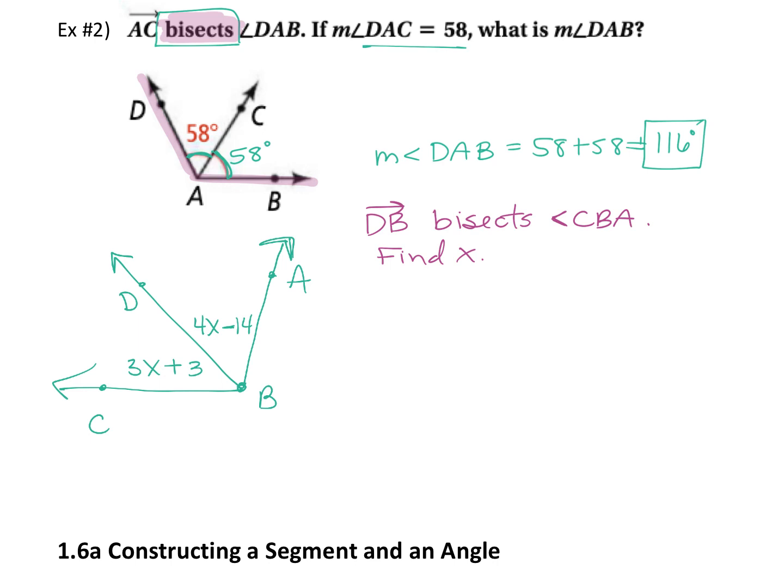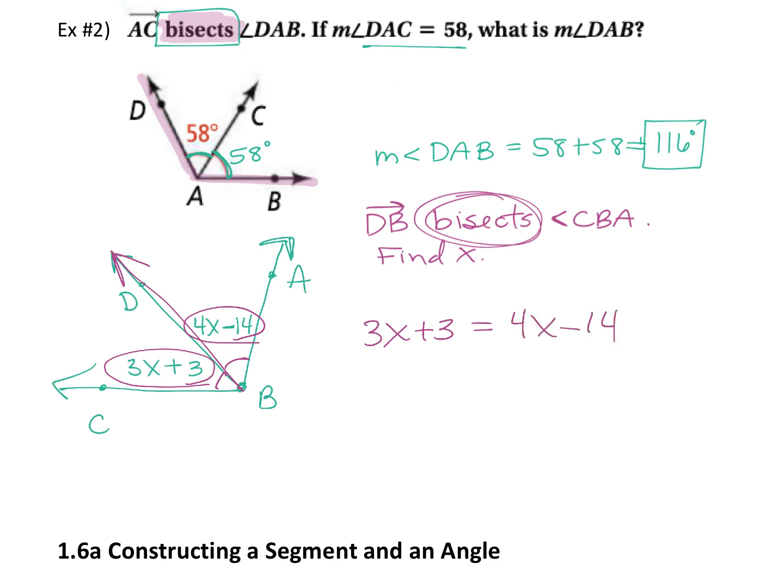Set what equal? The two expressions, right? You're going to say this angle has to equal this angle because they told you it bisects, right? That is cutting it into two equal parts. So even though they didn't mark them congruent for you, we know they're congruent. So you're going to say 3x plus 3 equals 4x minus 14, and then solve. So take away the 3x and add the 14. So you get x equals 17.